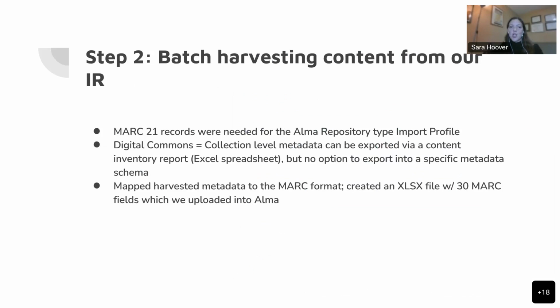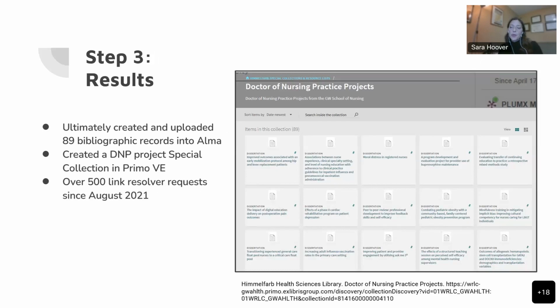The next step was a little bit trickier: batch harvesting content from the IR, as other people have noted. Basically, we needed MARC 21 records for the Alma repository type import profile. In Digital Commons, as other users may know, collection level metadata can be exported via content inventory report. This is just an Excel spreadsheet, but there's currently no option to export into a specific metadata schema. Therefore, it was necessary for us to map harvested metadata to the MARC format. We ultimately created an XLSX file with about 30 different MARC fields, which we were then able to upload into Alma.